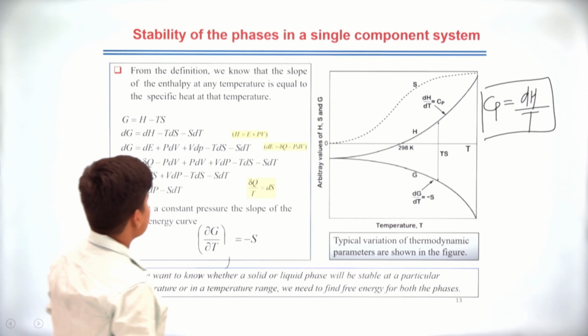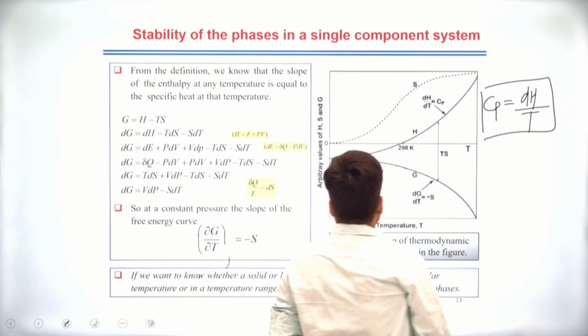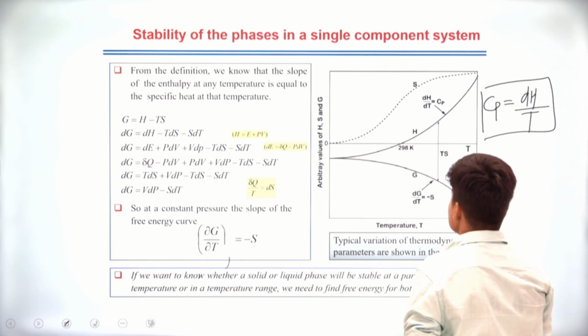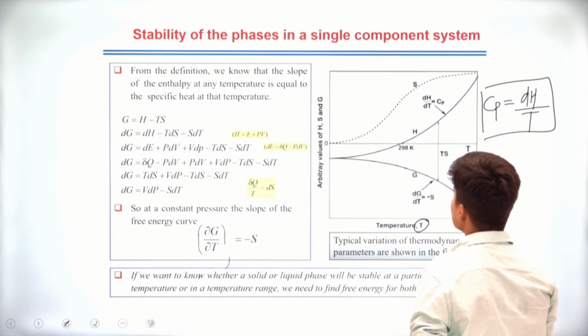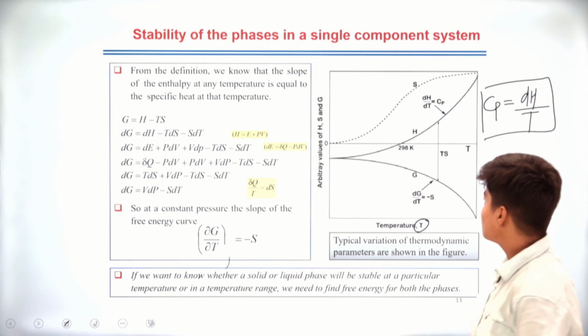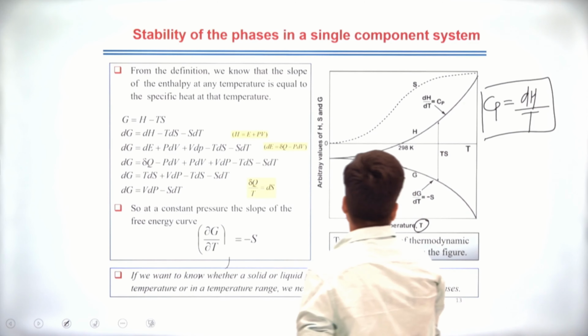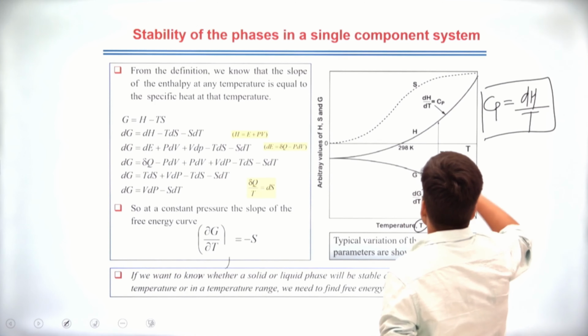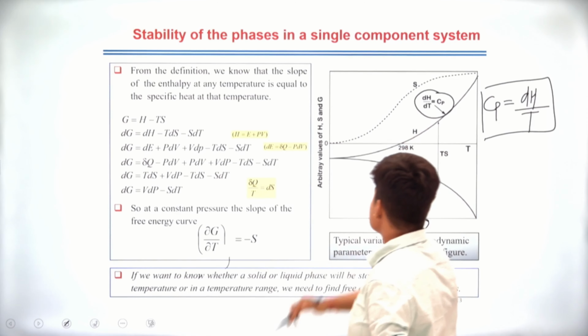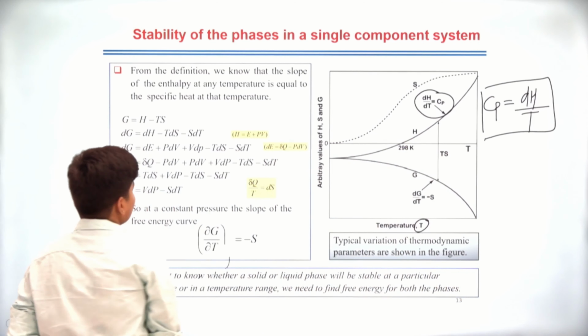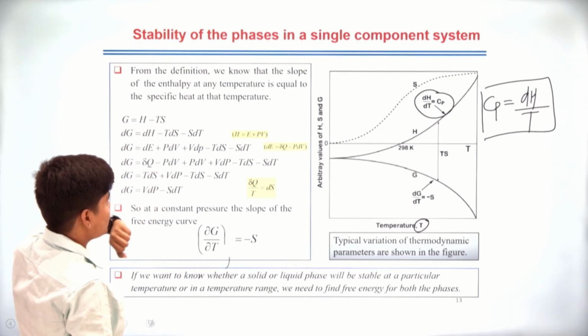See, from this graph, let the graph be between H, S and G and the temperature. If we are increasing the temperature, how the enthalpy, the entropy and the Gibbs free energy are changing. So now, it is the specific heat capacity at constant pressure, that is dH by dT, we know, and the previous equation, that is G is equal to H minus TS.